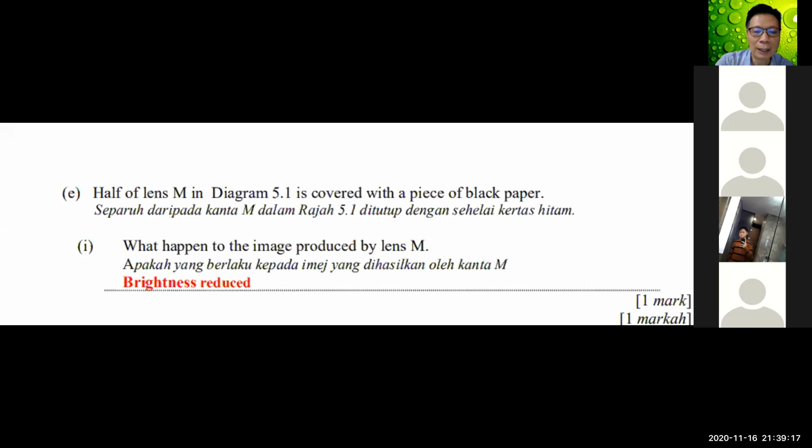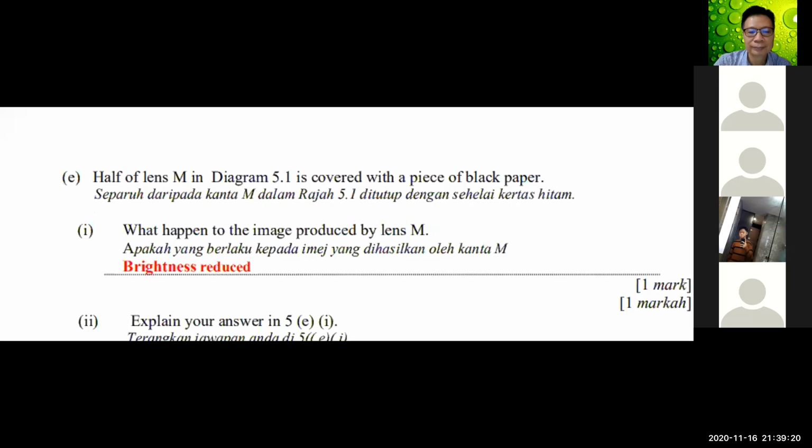Explain your answer. Why will the brightness reduce? Why? Why brightness reduce? Then I want to hear from Vivian. Vivian, can you come out, Vivian? No sound. Sherry's Lim, right? Sherry's Lim, why brightness reduce, Sherry's?